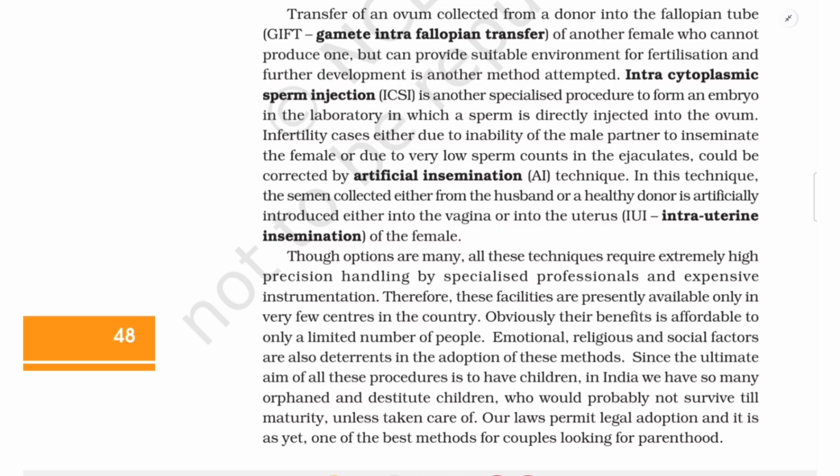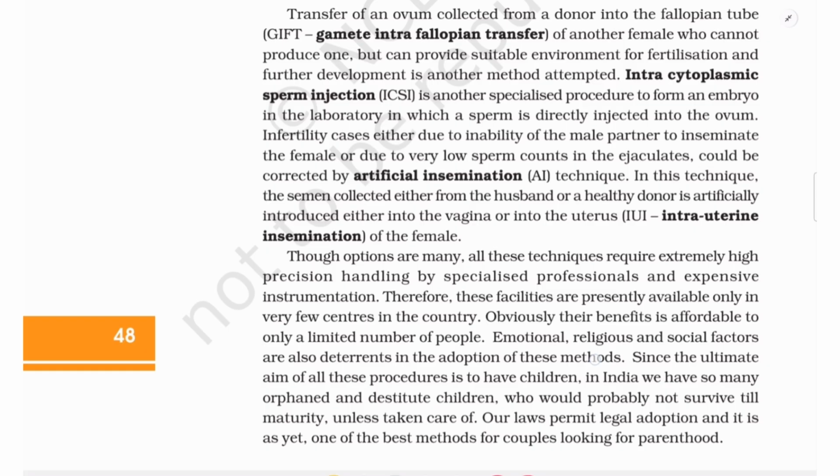Infertility cases, either due to inability of the male partner to inseminate the female or due to very low sperm counts in the ejaculates, could be corrected by the artificial insemination, AI, technique. In this technique, the semen collected either from the husband or a healthy donor is artificially introduced either into the vagina or into the uterus, IUI, intrauterine insemination, of the female. Though options are many, all these techniques require extremely high precision handling by specialized professionals and expert instrumentation. Therefore, these facilities are presently available only in very few centers in the country. Obviously, their benefits are affordable to only a limited number of people.